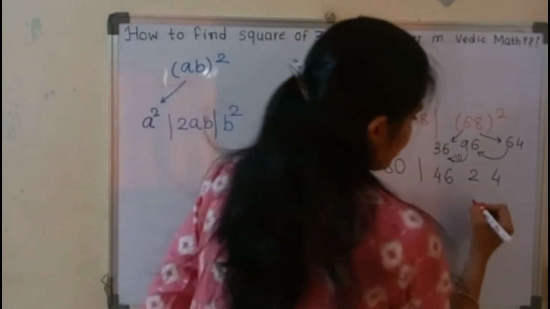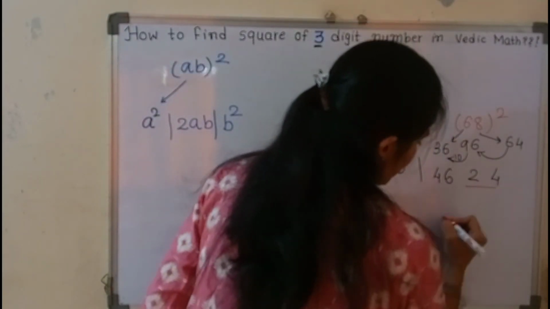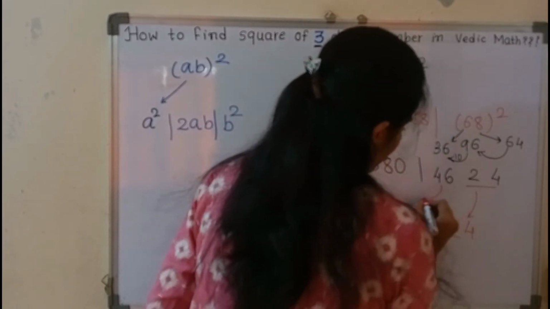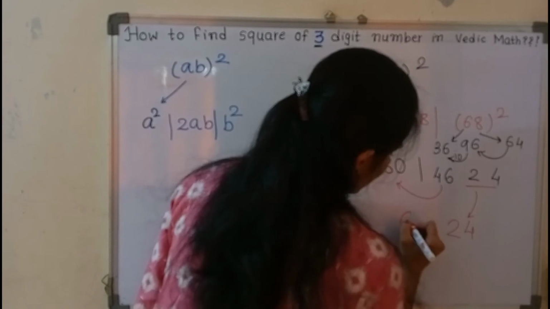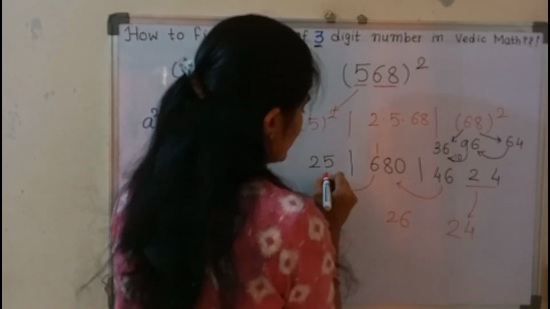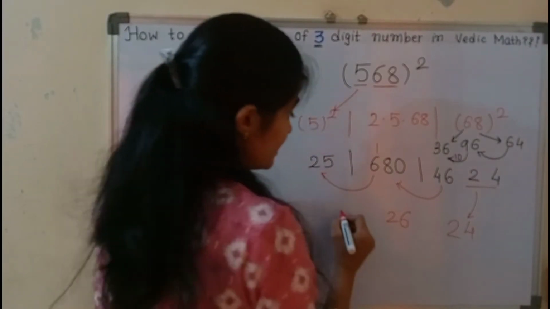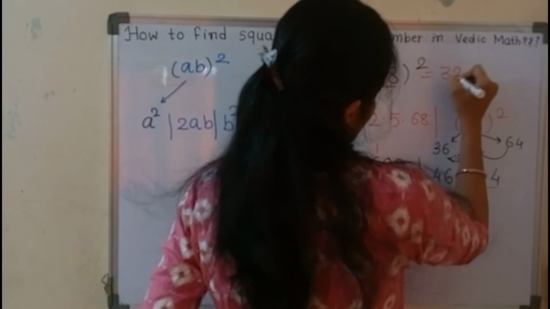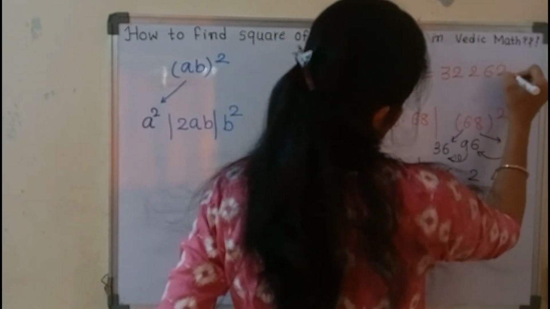Now what is the next step? Next step is write down these 2 digits over here. So these are 24. 46 is going to be added with it. So 6, 8 plus 4 is 12. So 2 and 1 as carry. So 7 will go with this. And if I add 7 with this it will become 32, right? So my answer is 322624.